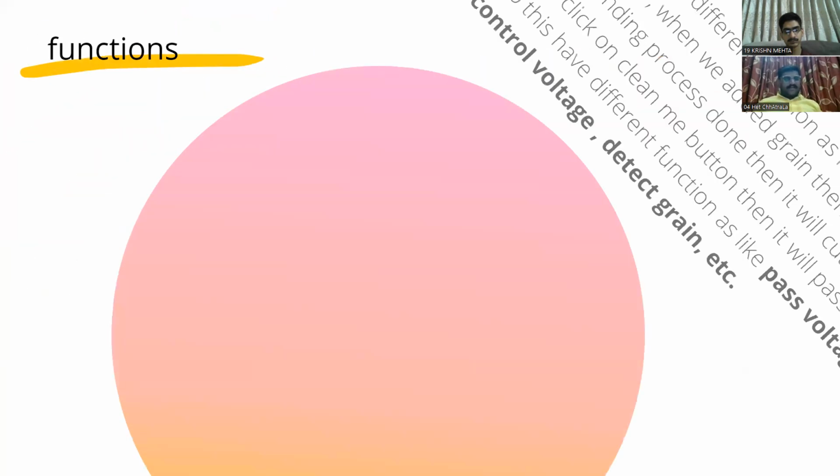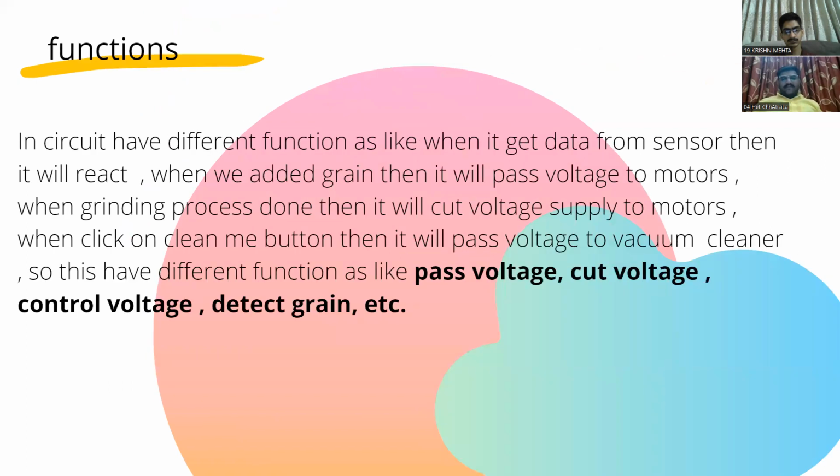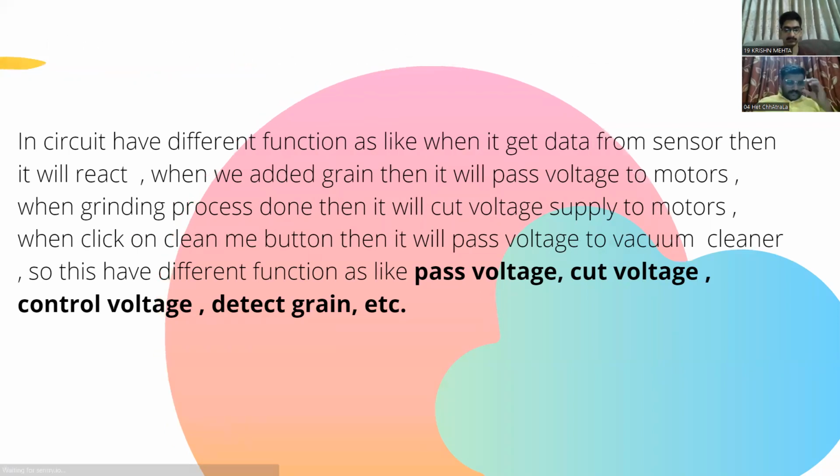So what are the functions in the flour mill machine? Here we can see that in the circuit, the functions differ: when we get data from a sensor, it will react. When we add grain, it will pass voltage to the motor. And when the grinding process is done, it will cut the voltage supply to the motors. And when the clean me button is clicked, it will pass voltage to the vacuum cleaner. So these have different functions like pass voltage, cut voltage, control voltage, and detect grain, etc.